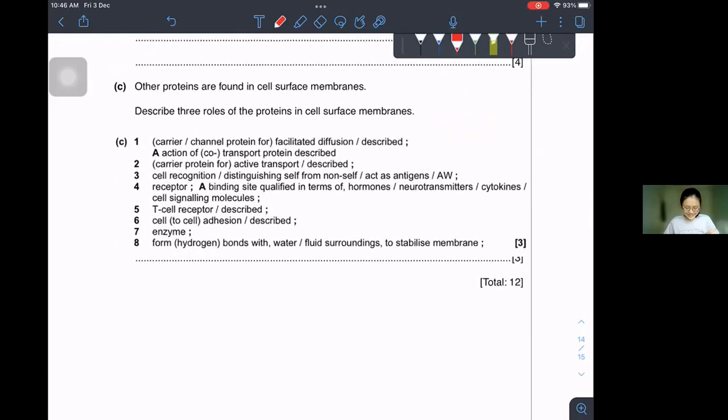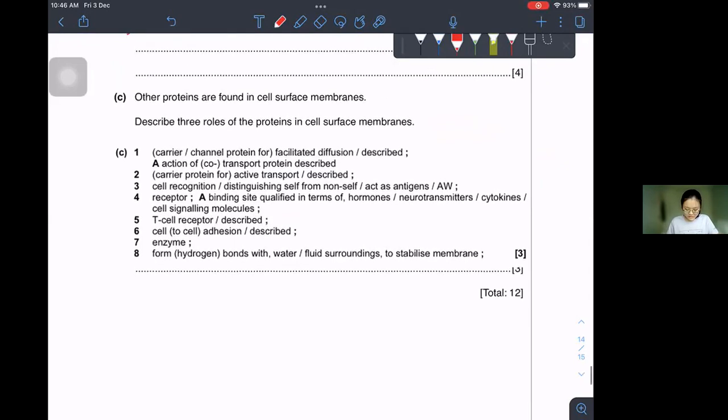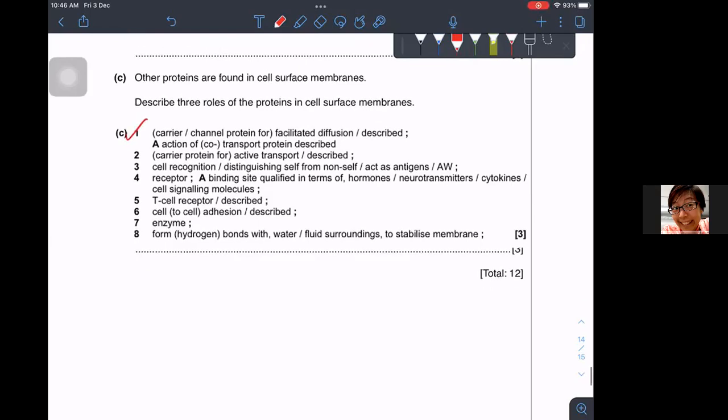So the last question is, other proteins are found in the cell surface membrane. Describe 3 roles of the proteins in the cell surface membrane. So actually this is chapter 4, but the first point we can write is the channel protein or carrier protein is for facilitated diffusion. Okay, stop. This is not in this chapter, so we pass it to Pei Wen.